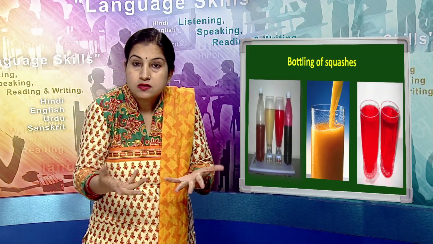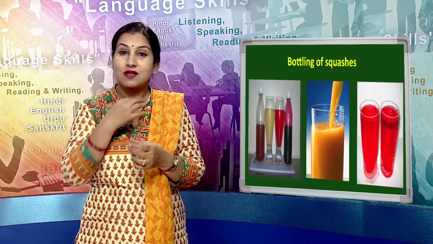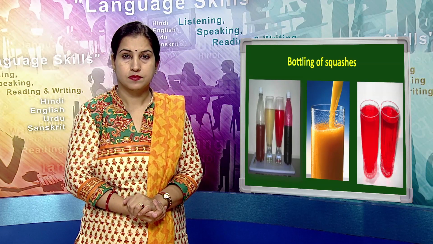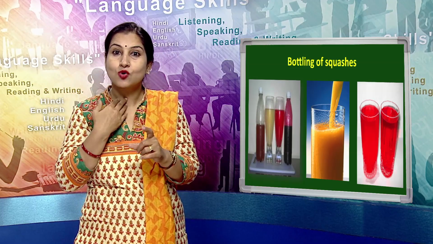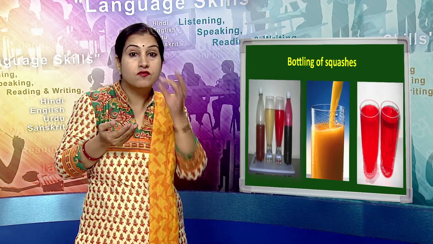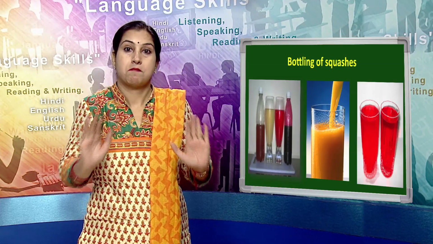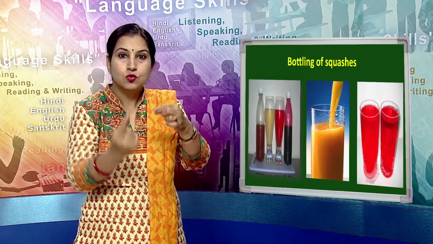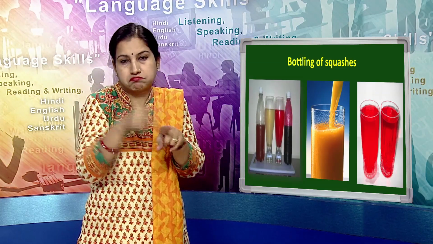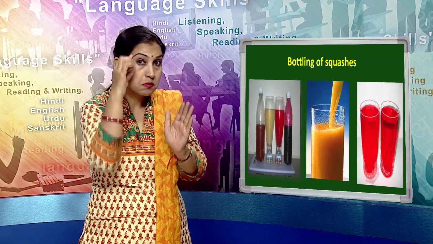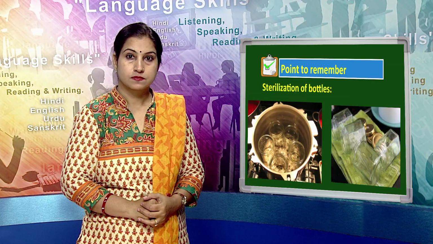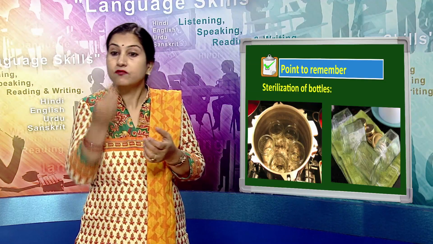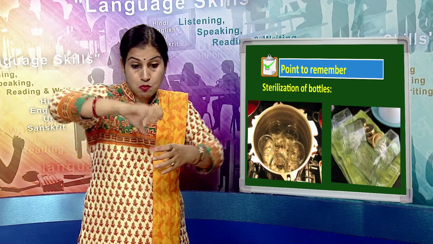The next step of food preservation is bottling of squashes. For preparing squash, fruit juice is mixed with sugar syrup. The quantity of sugar depends on the quantity of fruit juice. Few of the examples you can see in the picture. Squashes with lemon, orange, mango, etc. Now, few points to remember. Sterilization of bottles is important. For preserving any product, it is essential that bottles should be properly sterilized.